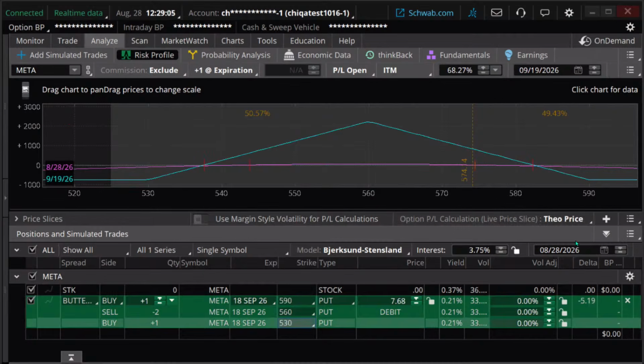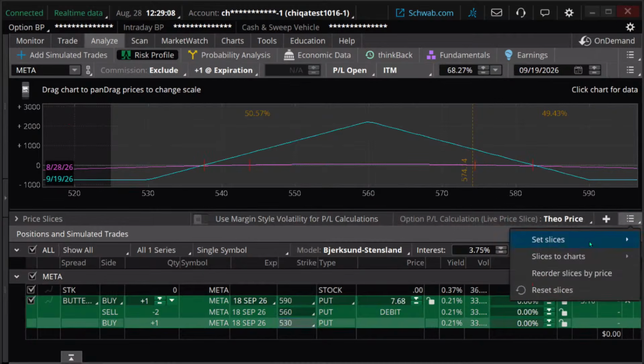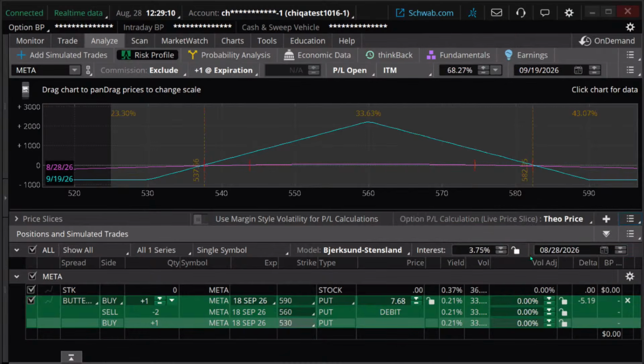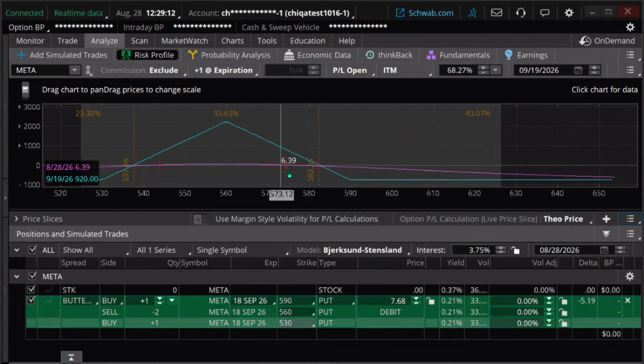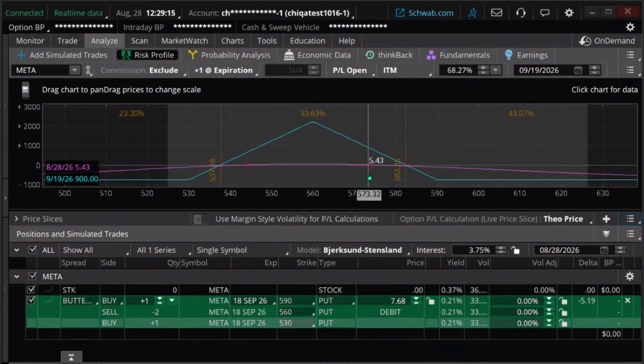So this is this trade. Now let's set our slices to break even here. See what we got here. Okay. So if we do this balanced traditional butterfly, we're at about 1 in 3 chance.